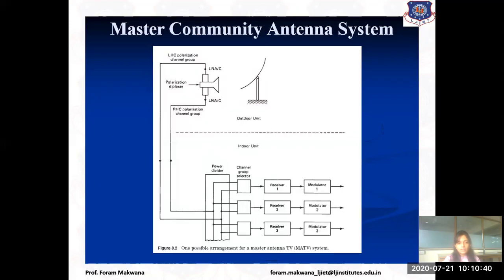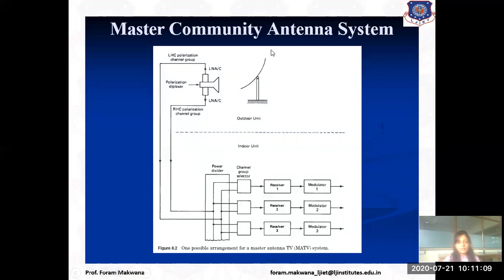But before starting indoor and outdoor unit, what is the use of this master antenna TV system? If we want to use a single antenna on the rooftop of our home, or you can say the terrace, and if we are going to connect a number of TVs in different rooms, then we are going to use this master antenna TV system.